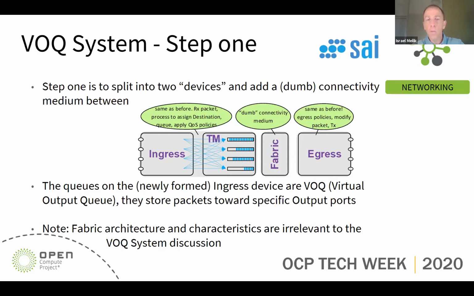Why are they virtual output queues? If you think about it, all the essence of the queue, all its properties and association, is to the egress port, but it resides together with the ingress portion. So it's not an output queue because it's not part of the output stage. Therefore, it is a virtual output queue. Okay, so this is the first step we are doing.